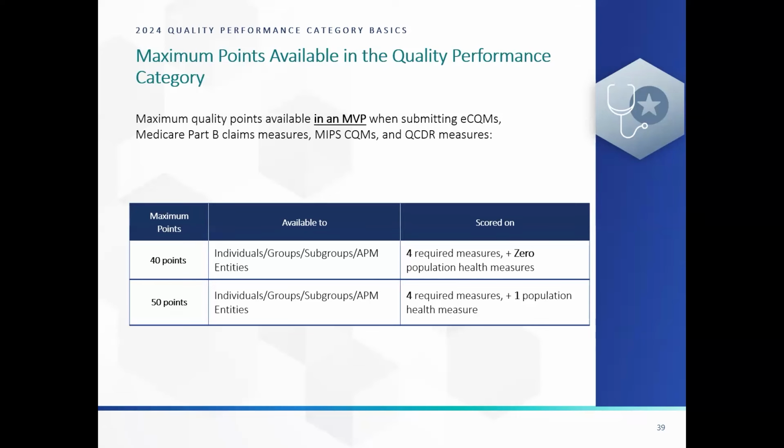So for the first example, if let's say you are being scored on 4 required measures and there are 0 population health measures, the total maximum achievement points that are available are 40 points. And this is available to individuals, groups, subgroups, and APM entities. If let's say you're going to be scored on 4 required measures plus 1 population health measure, the total available maximum points are 50 points. And this is applicable to individuals, groups, subgroups, and APM entities. Next slide, please.